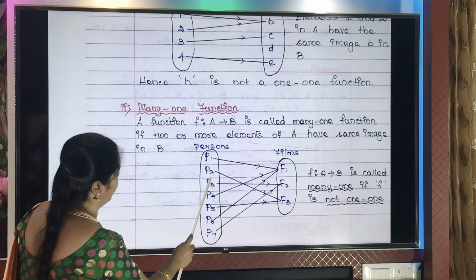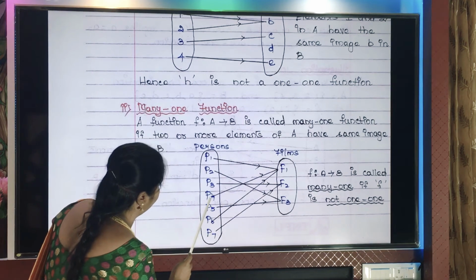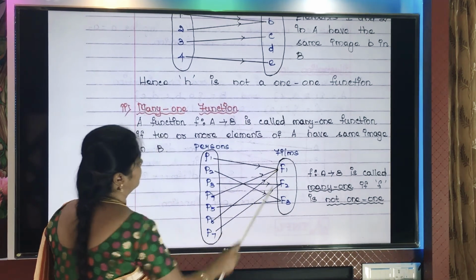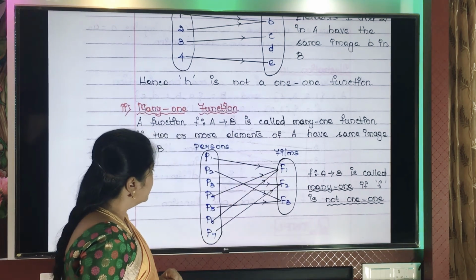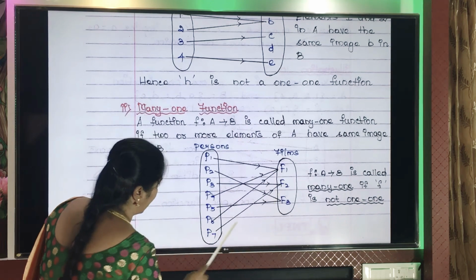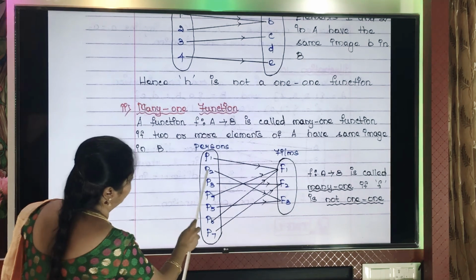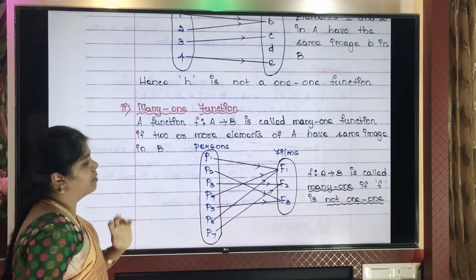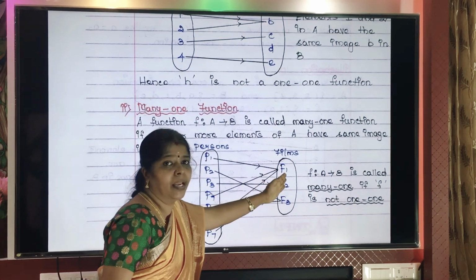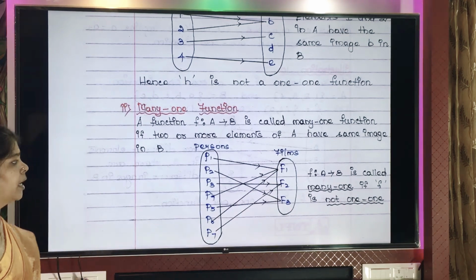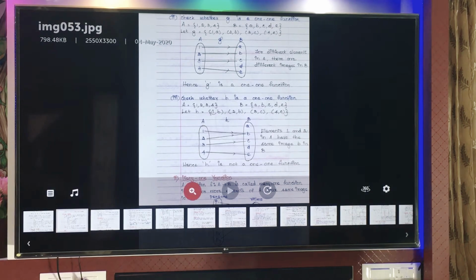These are the elements P1, P2, P3, P4, P5, P6, P7. P1, P4, P6, all these three elements have one image F1. Similarly, P3 and P7 have F2 as their image. P2, P5 have F3 as their image. So many elements have one image. Therefore, this is called a many-to-one function. Hope it is clear to you all.